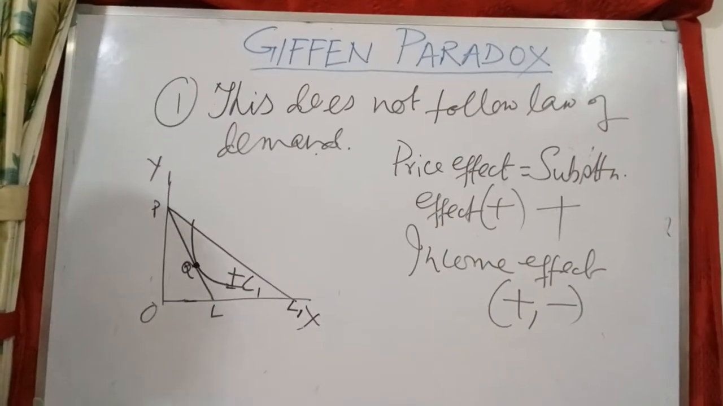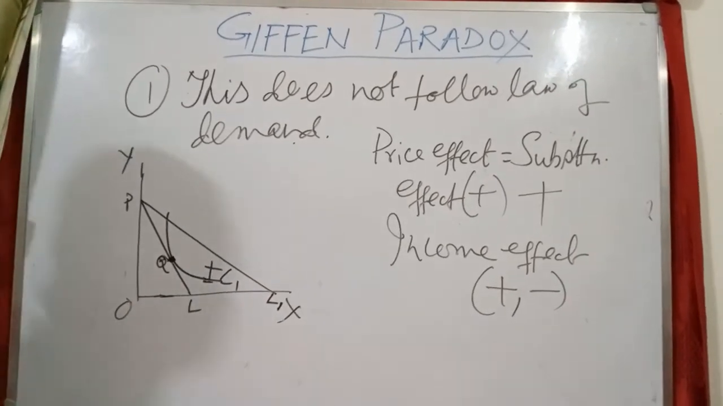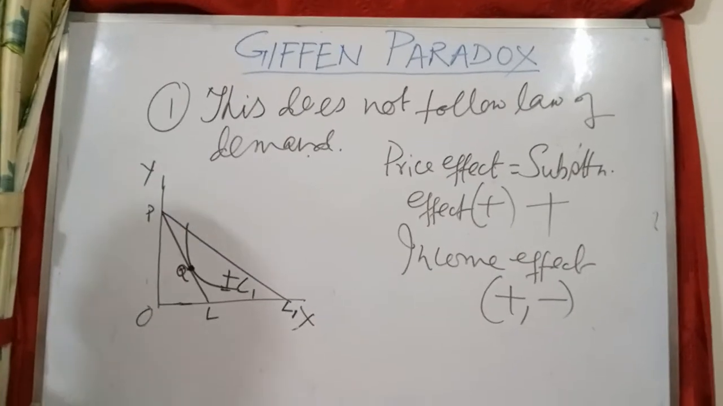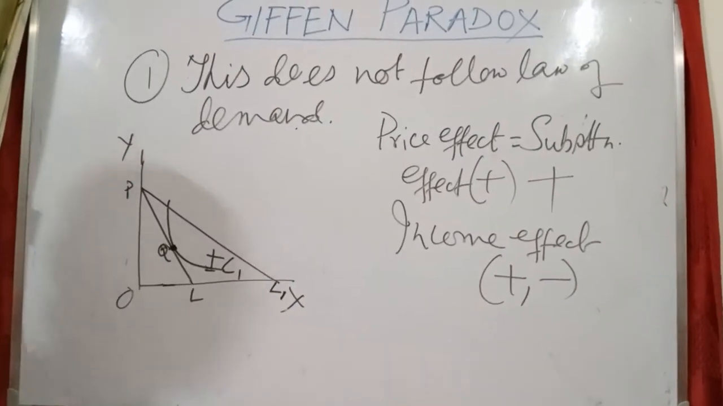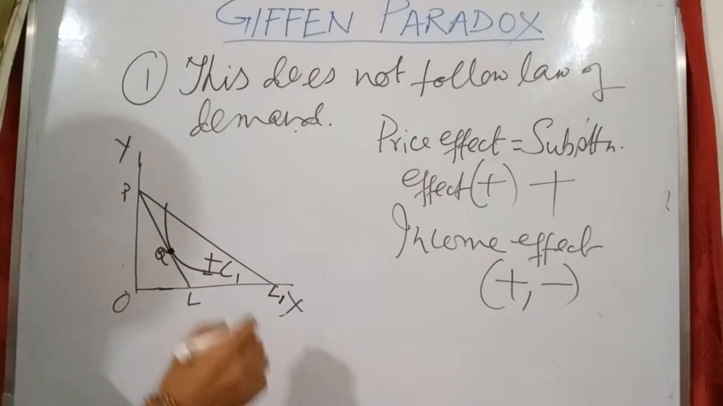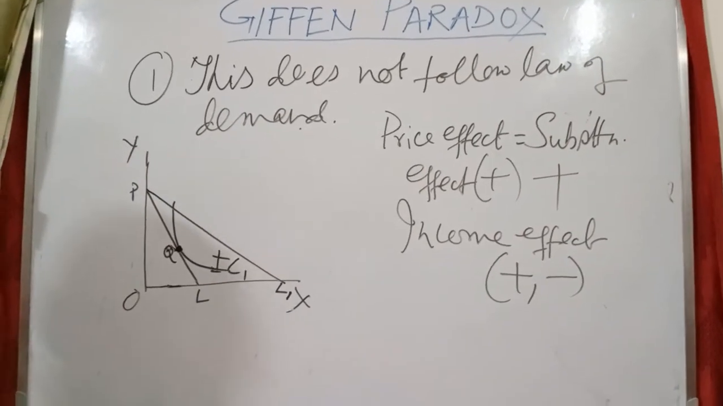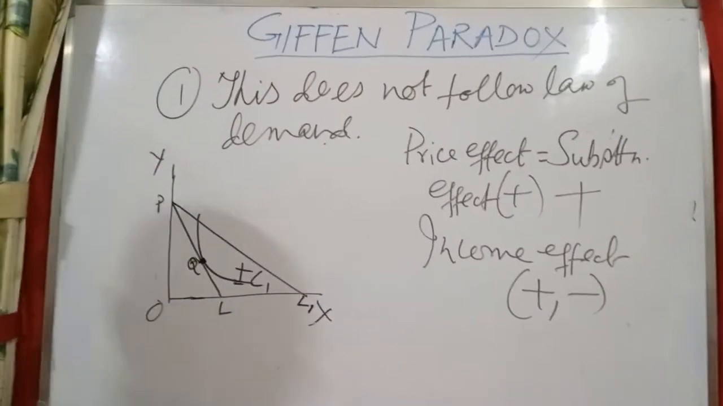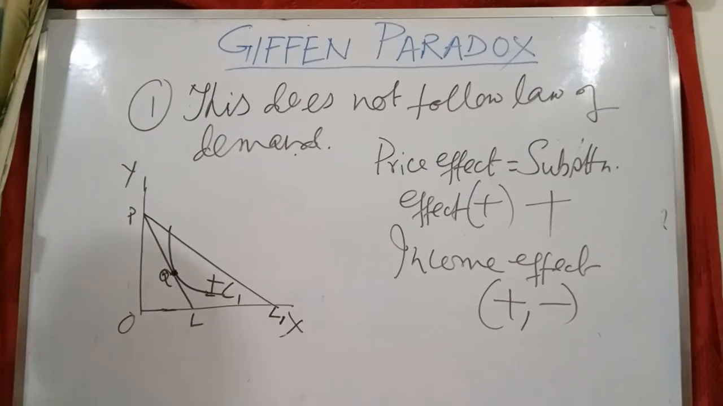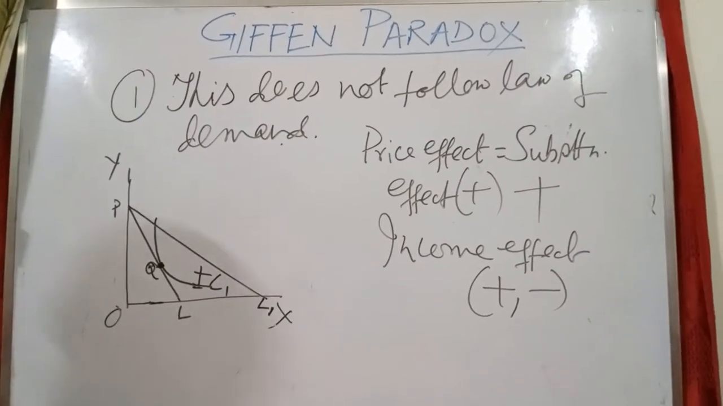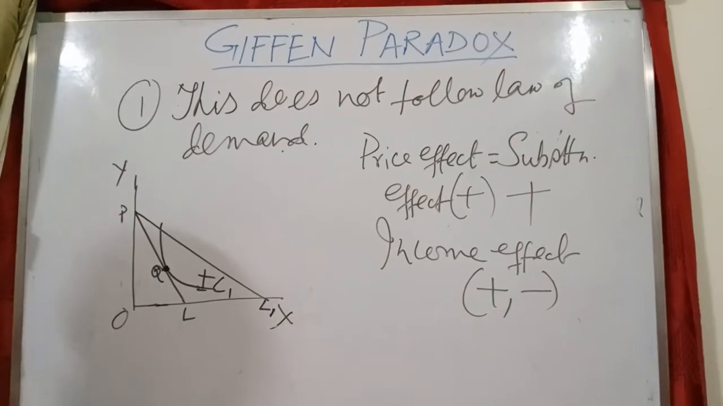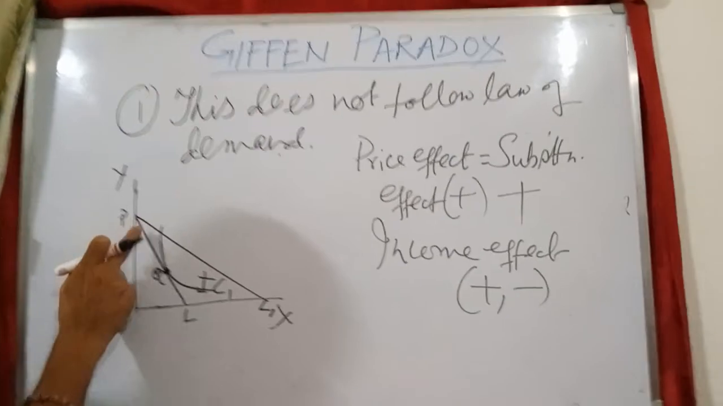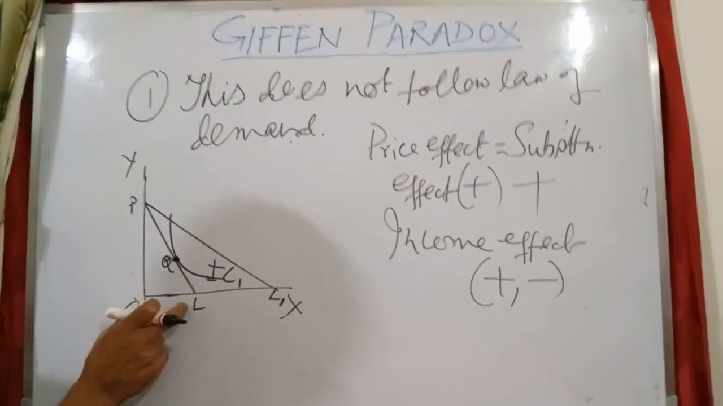Now price of the commodity, price of X has fallen, whereas price of Y and income of the consumer have remained unchanged. So as price of the commodity falls without any change in money income and price of another commodity, the real income of the consumer increases. And with that increased real income, the consumer can buy more, as is depicted by PL1. Previously it was PL, OL, now it is OL1.